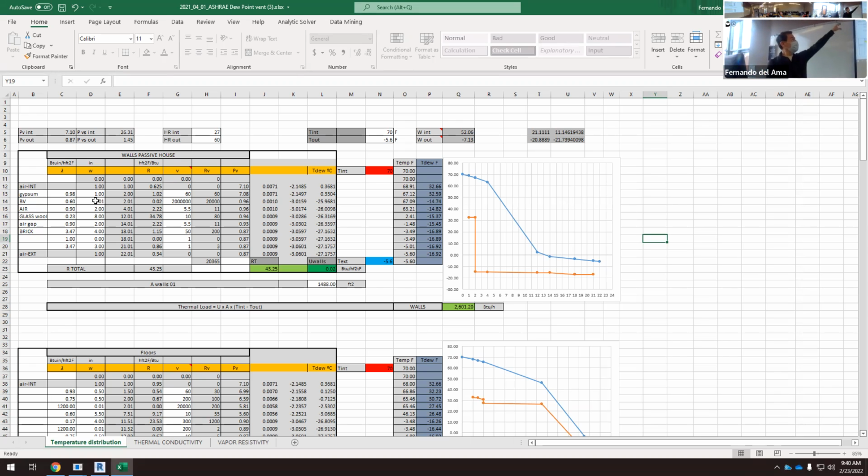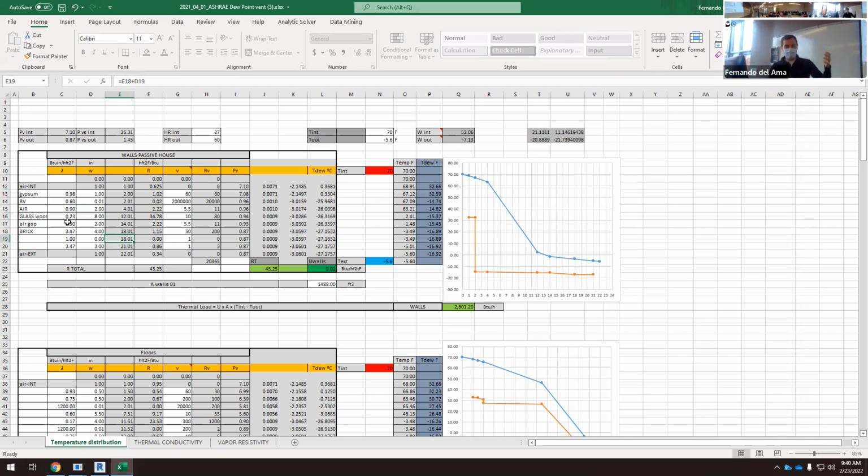I recommend you include the vapor barrier always. If you don't need it, you can type here 0. If the width is 0, then it's like you don't have vapor barrier. And if you need it, let's type something like 0.01. It's a membrane, something very thin, and then we can solve that issue. Okay, so that's the goal of this tool.